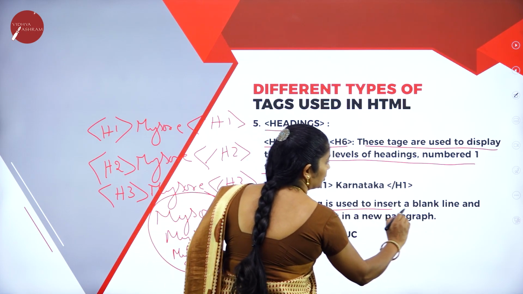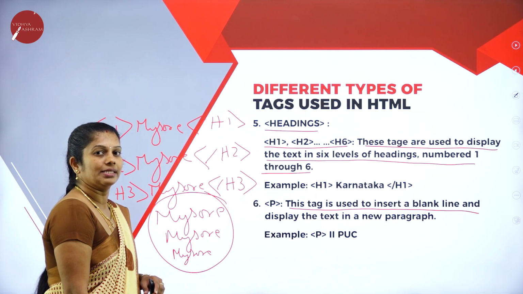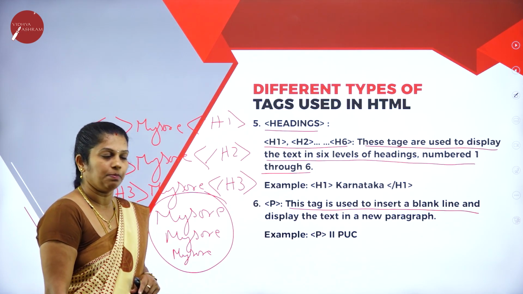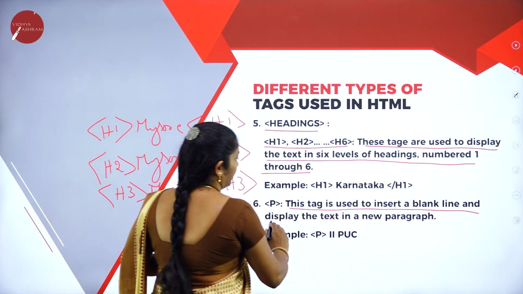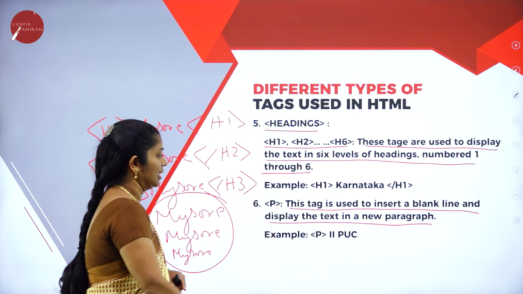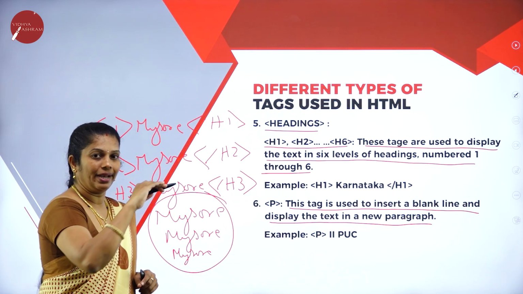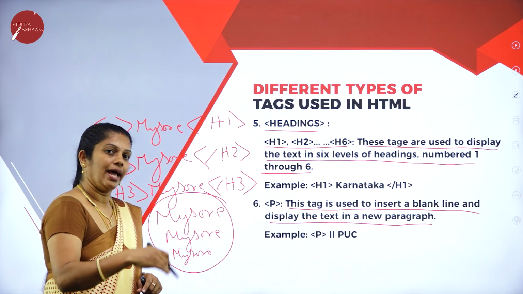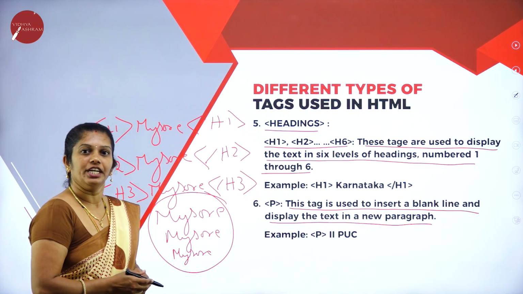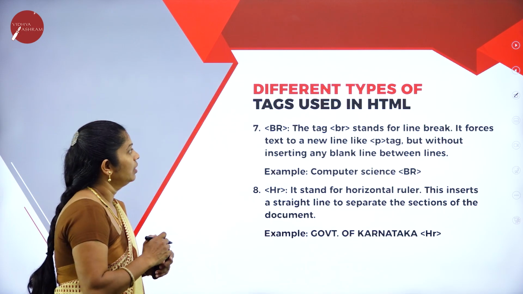Then the paragraph tag. This tag is used to insert a blank line. When you want to insert a blank line, then we use this paragraph tag. It displays the text in a new paragraph. For example, if I write the P tag, the paragraph tag, then one entire blank line we are going to get, and it will display the text in paragraph format. This is regarding the paragraph tag.